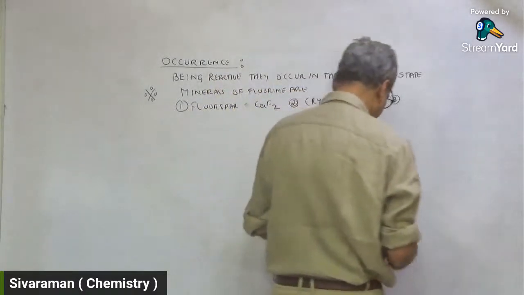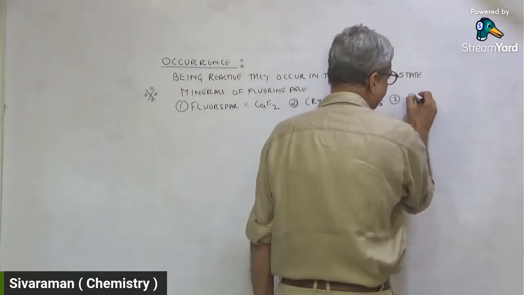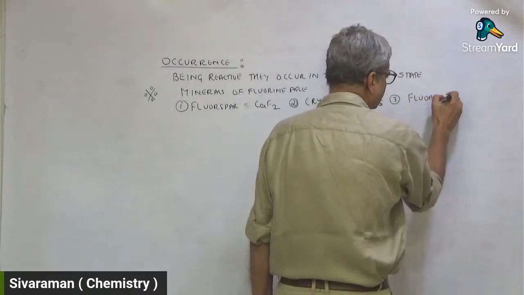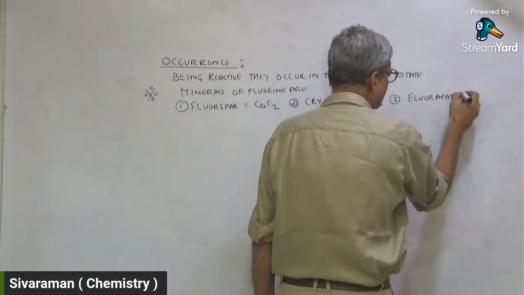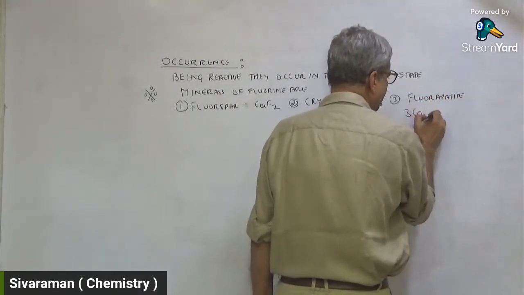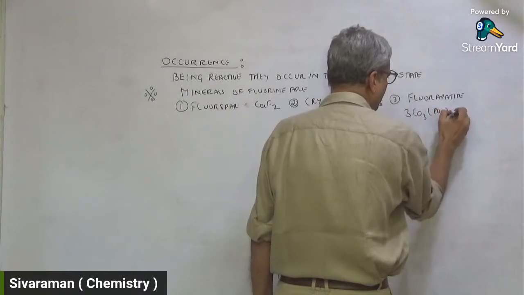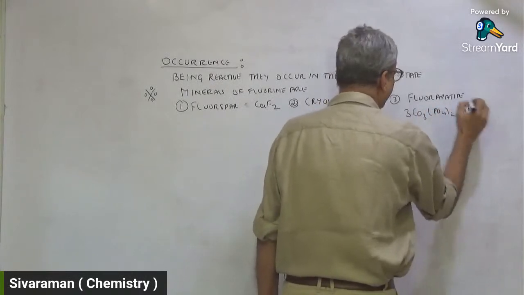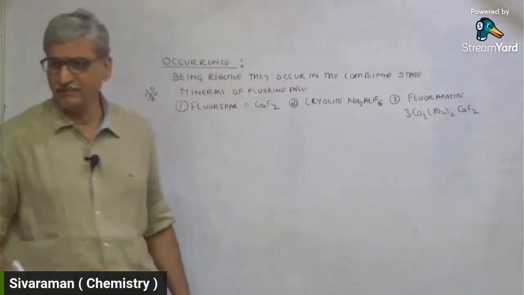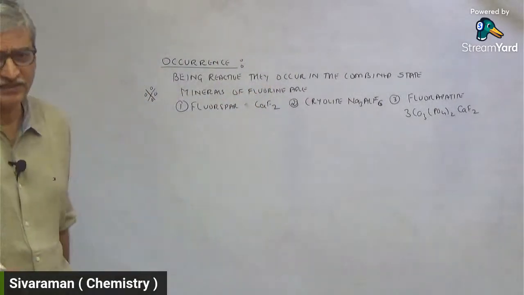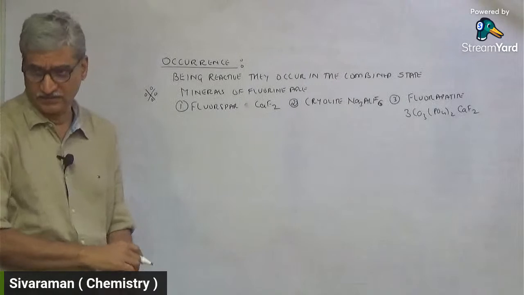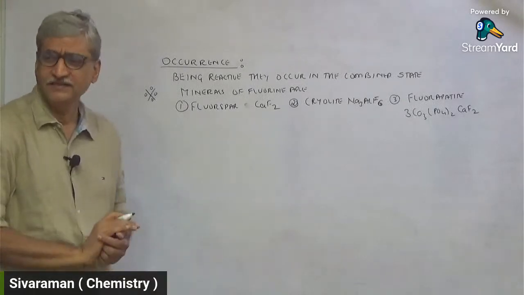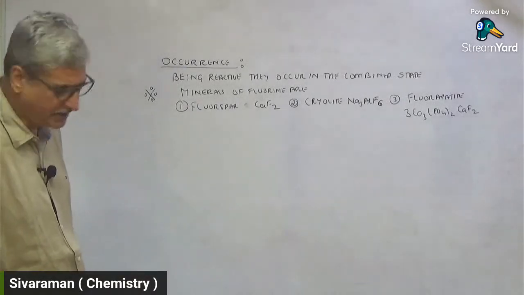So the third one is fluorapatite. Fluorapatite is 3Ca3(PO4)2·CaF2. So these three minerals and their formulas for fluorine are very, very important. So I told you, now this is by heart. Normally I never believe in by hearting.